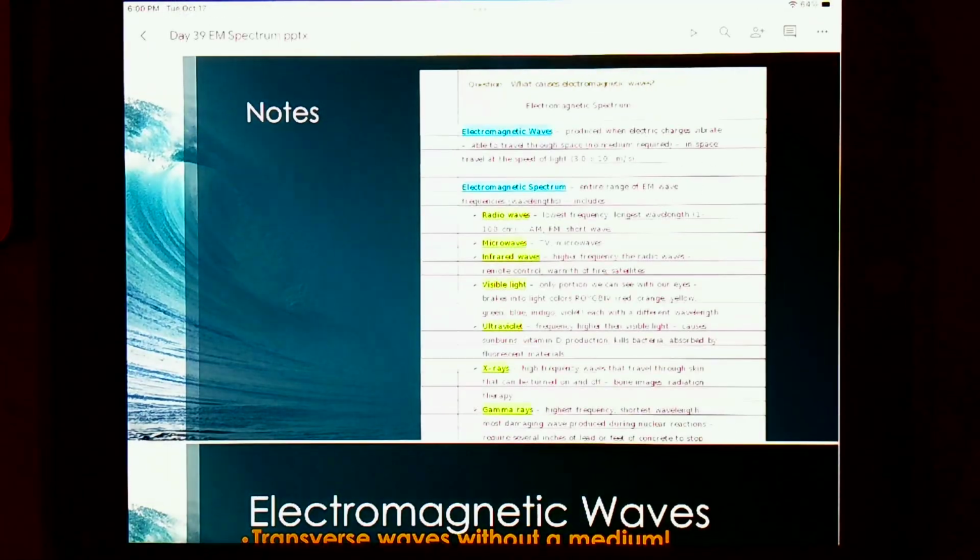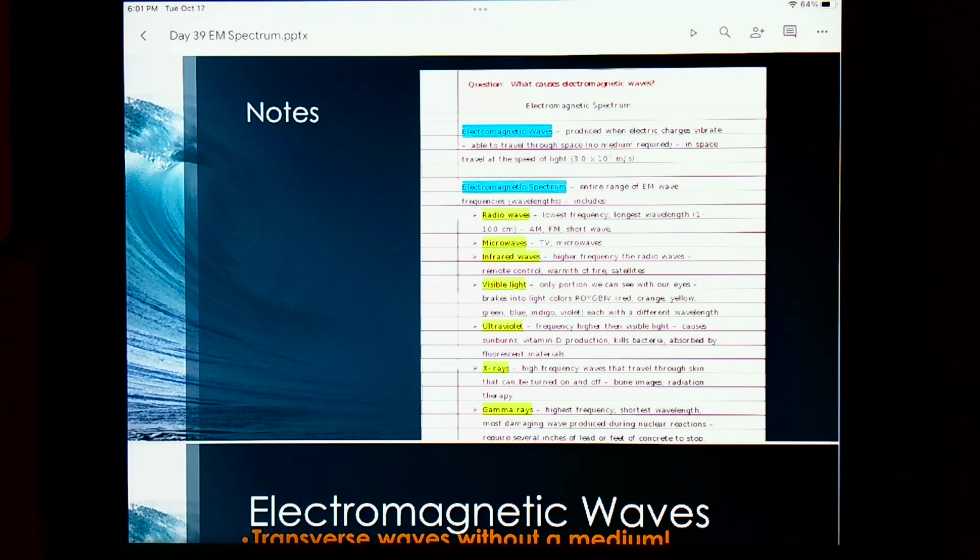I know you can't see this, but it is just the definitions. It says an electromagnetic wave is a wave produced when electric charges vibrate. This is able to travel through space, which means there is no medium required. It does not go through anything. It's just floating out there in space. It doesn't go through glass or plastic or a wall, anything like that. While it's in space, it travels at the speed of light.